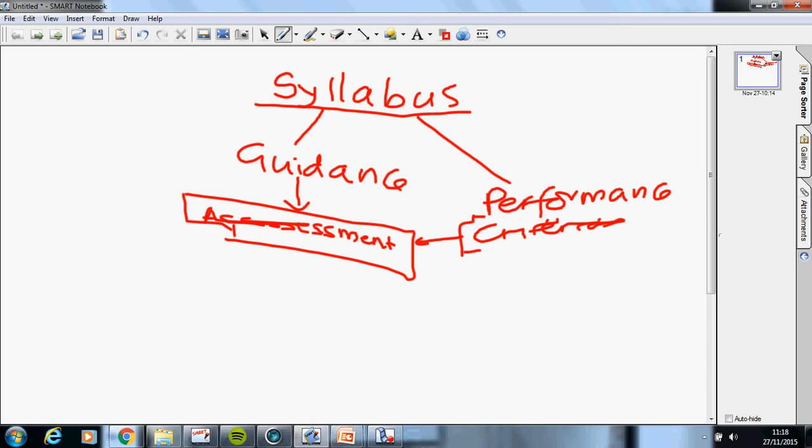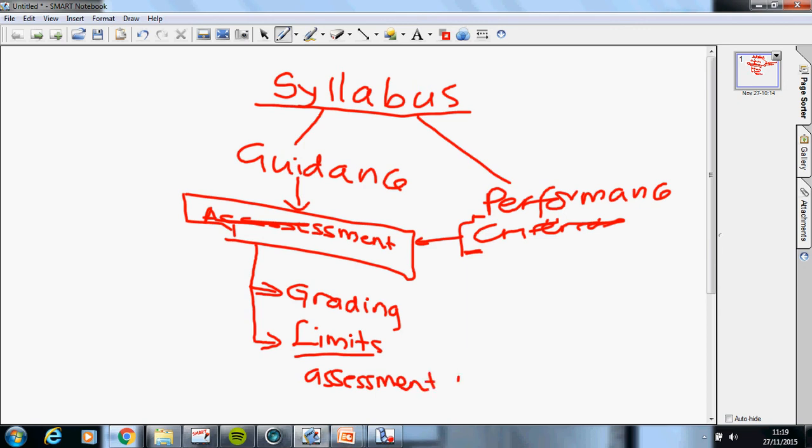Now, if this assessment is based on criteria, grading is also guided. How much you get at every point of your submission of work comes from the assessment, which is guided by criteria. Also, you'll be given limits, meaning what a candidate cannot submit or what they can submit, what's allowed. Limits on assessment methods.